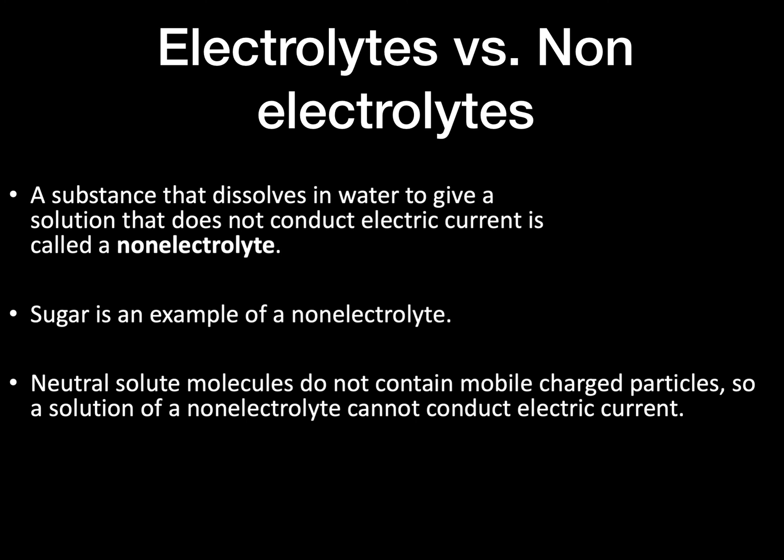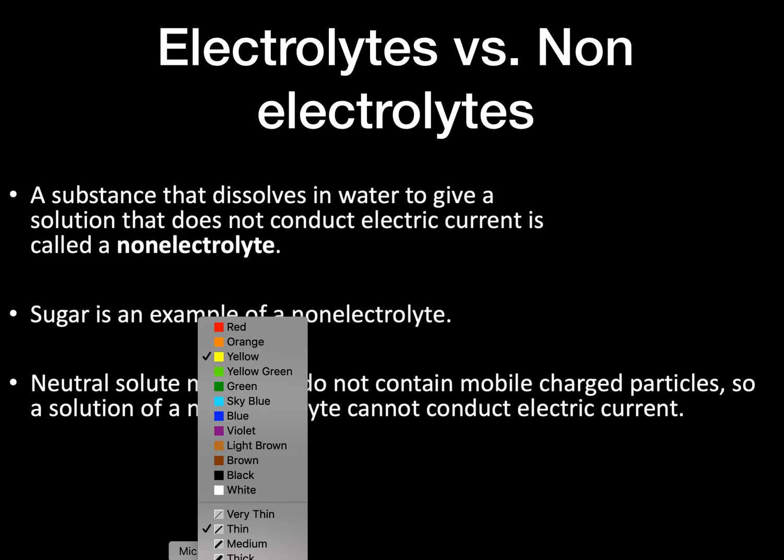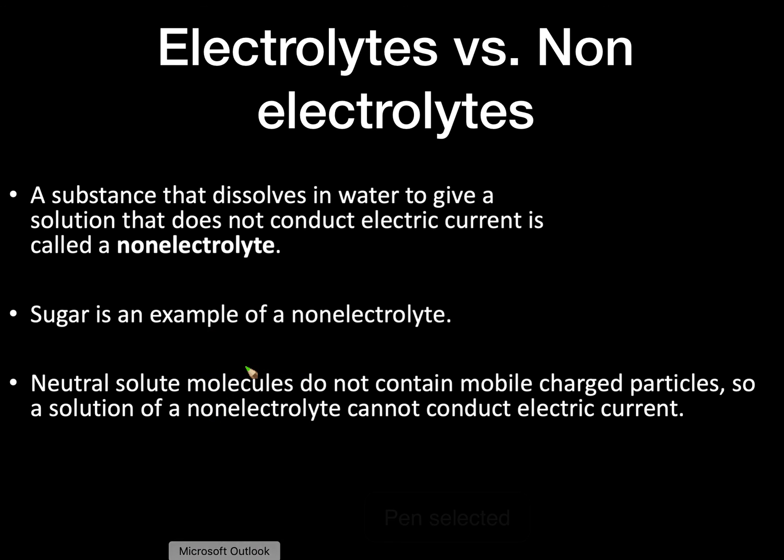Now, a substance that dissolves in water to give a solution that does not conduct electric current is called a non-electrolyte. So sugar is an example of a non-electrolyte. So neutral solute molecules do not contain mobile charged particles, so a solution of a non-electrolyte cannot conduct electric current. So an example of this would be a molecular compound.